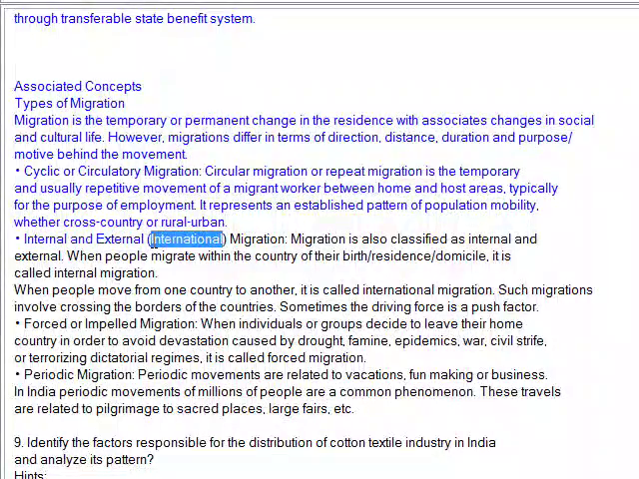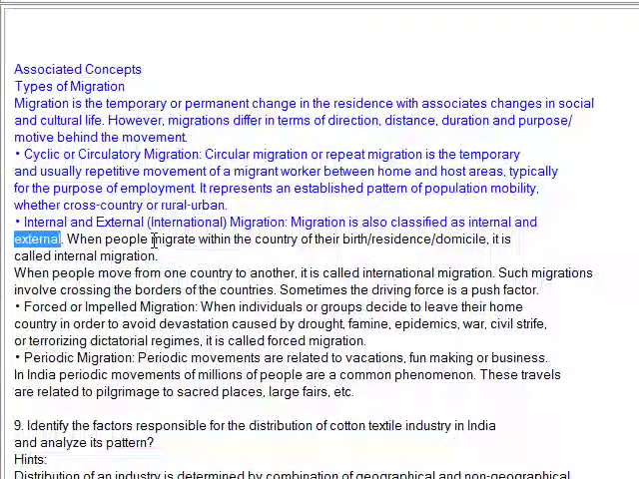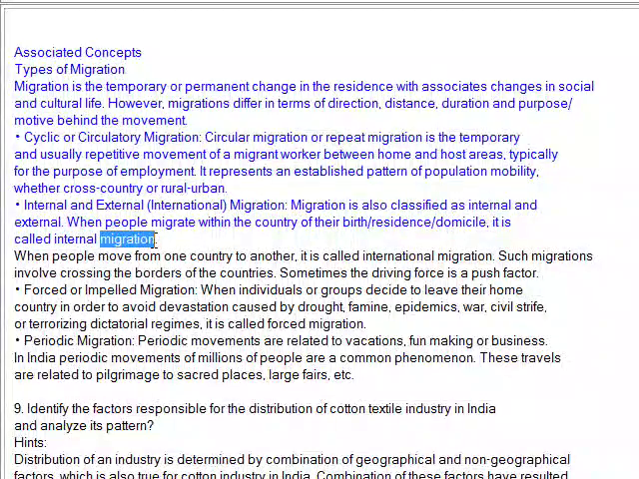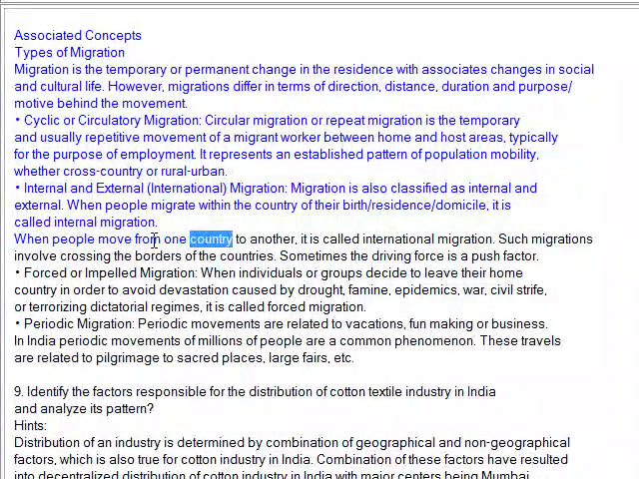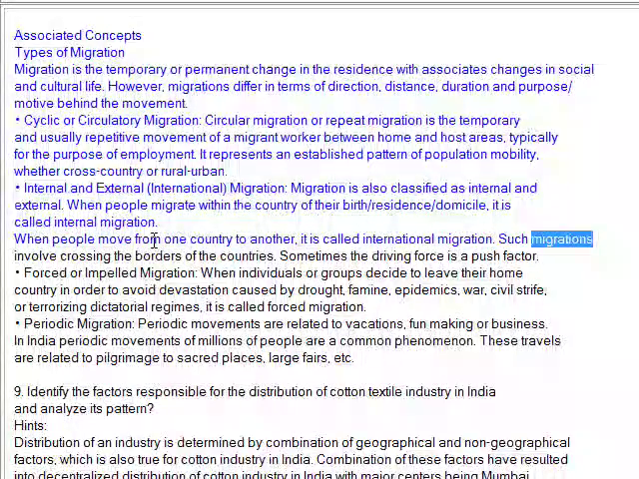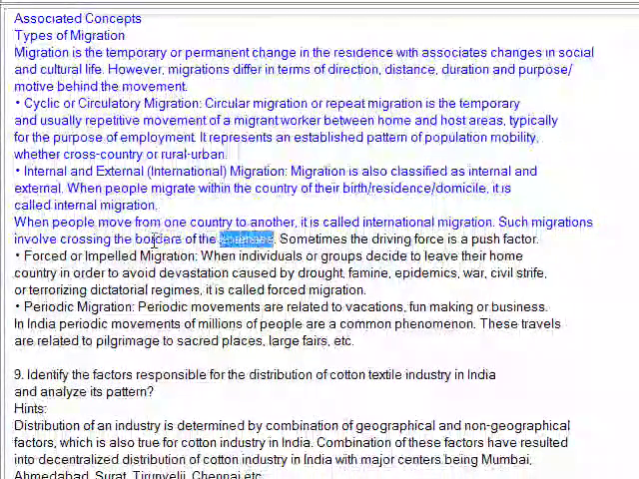Internal and external, international migration. Migration is also classified as internal and external. When people migrate within the country of their birth, residence or domicile, it is called internal migration. When people move from one country to another, it is called international migration. Such migrations involve crossing the borders of the countries.